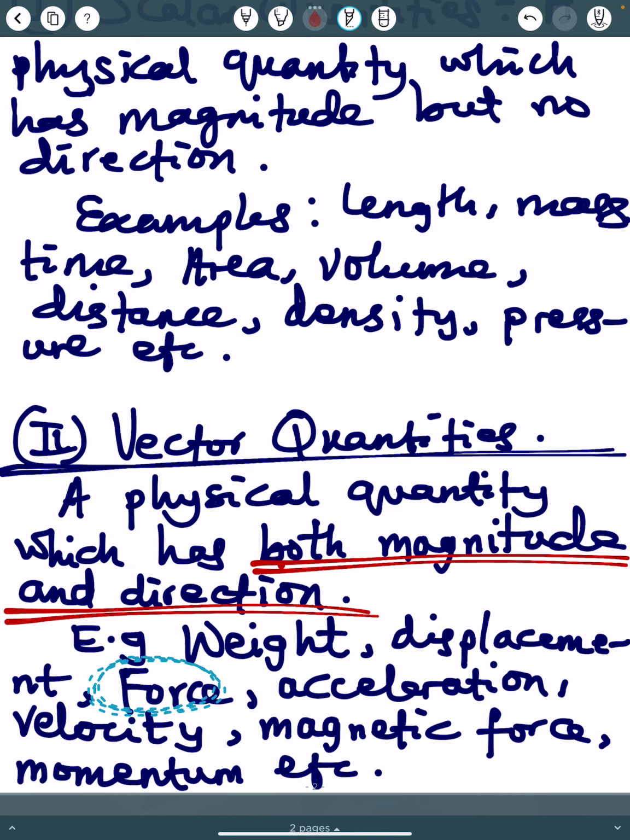Force also has direction. A force can be a push or a pull, depending on the direction. Acceleration has direction. Velocity has both magnitude and direction. Magnetic force has direction. Momentum has direction, and so on and so forth. So those are some examples of vector quantities.